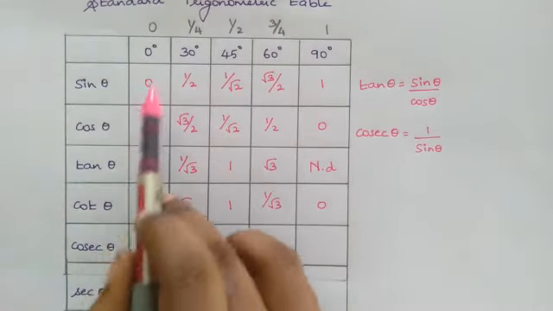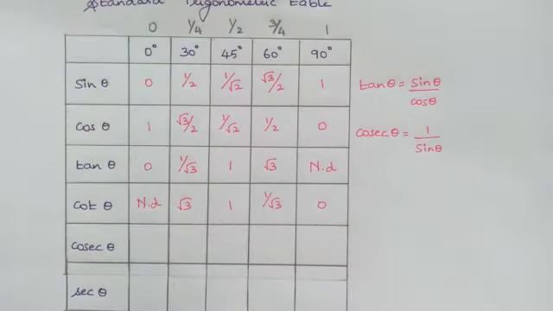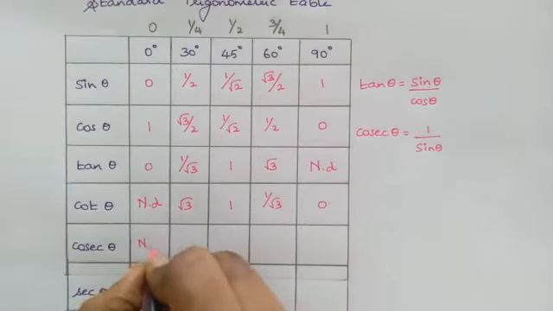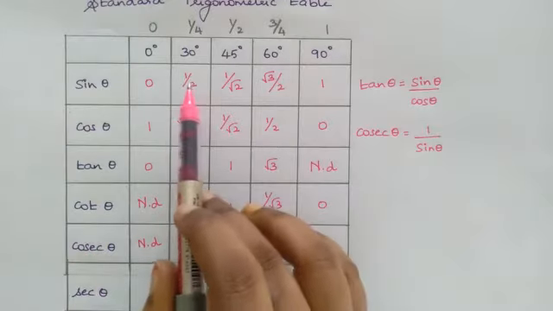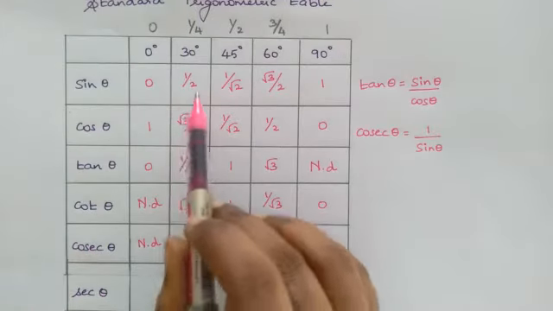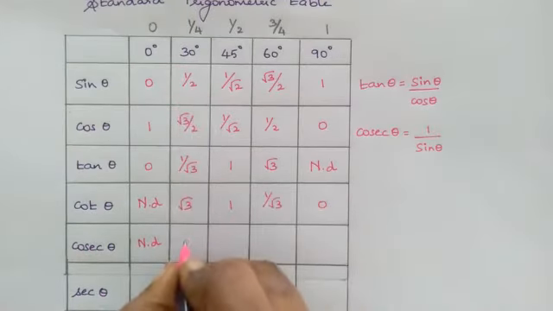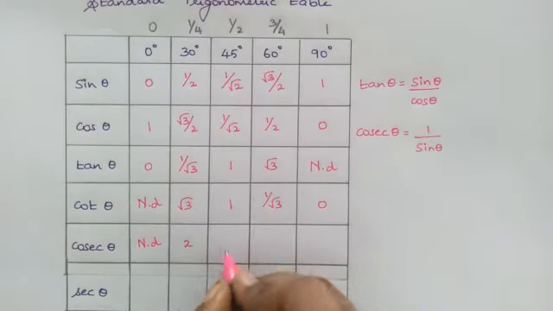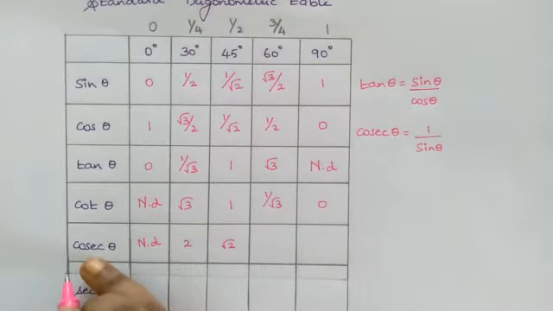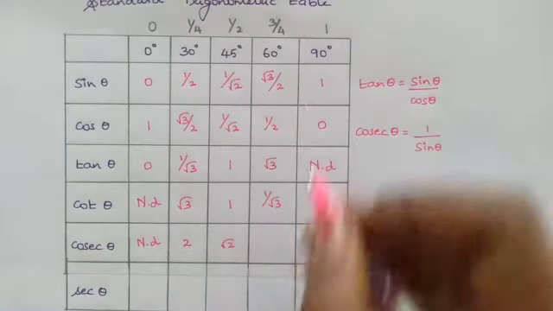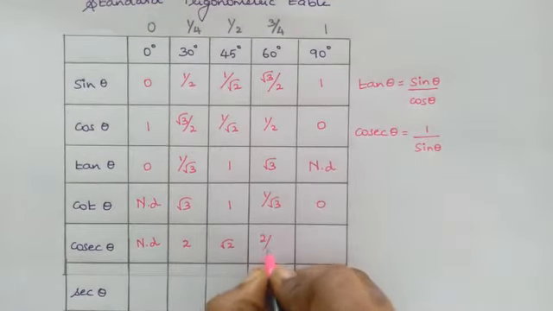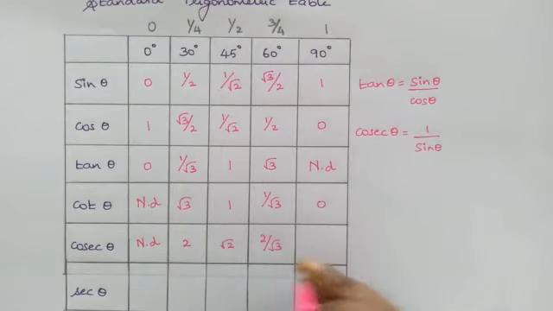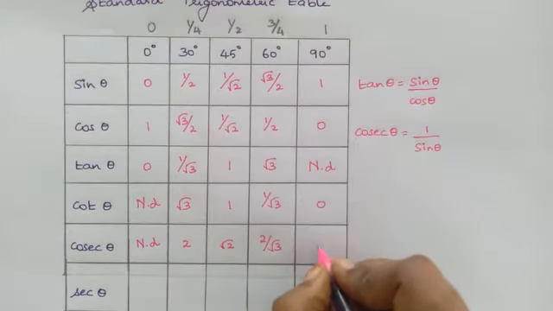So 0. When we reciprocate it, it is going to be 1 by 0, which is not defined again. Next, cosecant 30, that is the reciprocal of 1 by 2, which is 2. Next, cosecant 45, reciprocal of 1 by root 2, which is root 2. Next, cosecant 60, reciprocal of root 3 by 2, which is 2 by root 3. Next, cosecant 90, reciprocal of 1, which is 1.